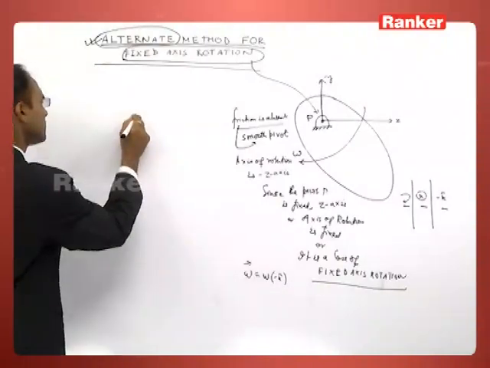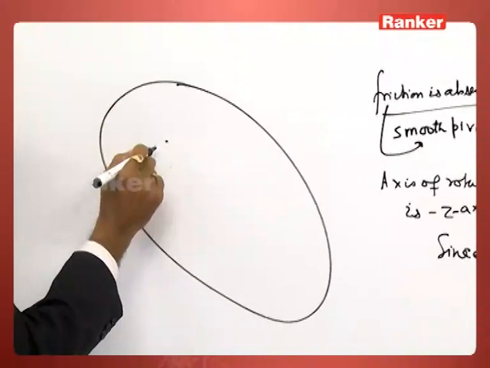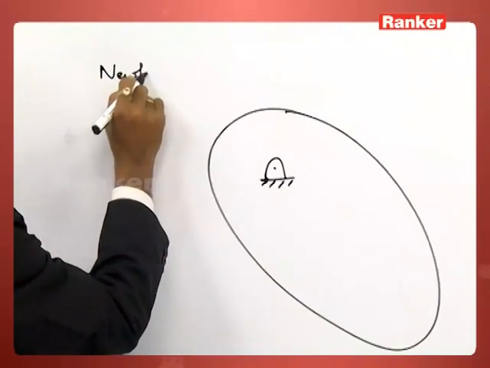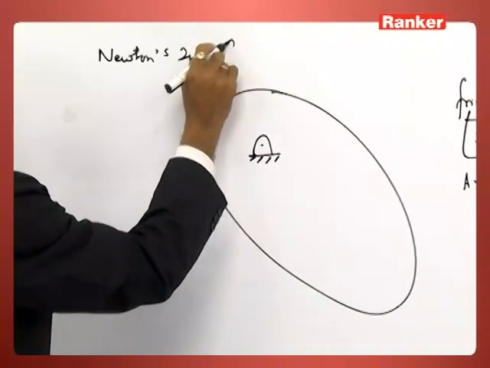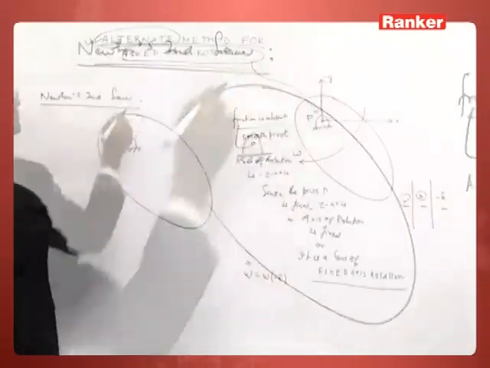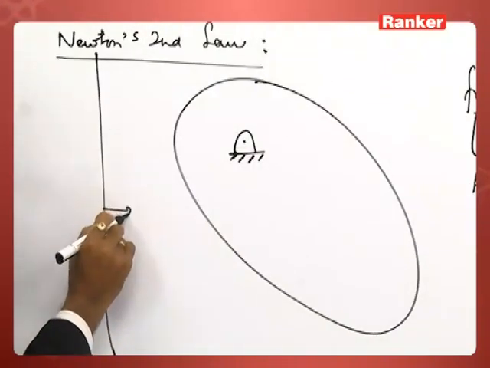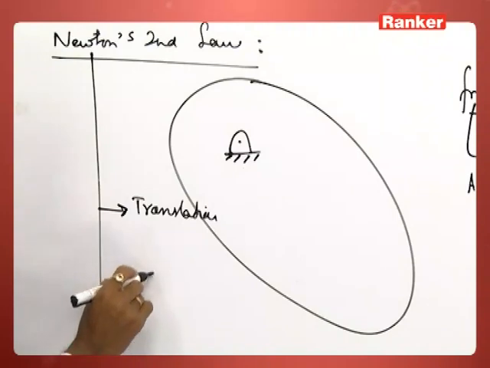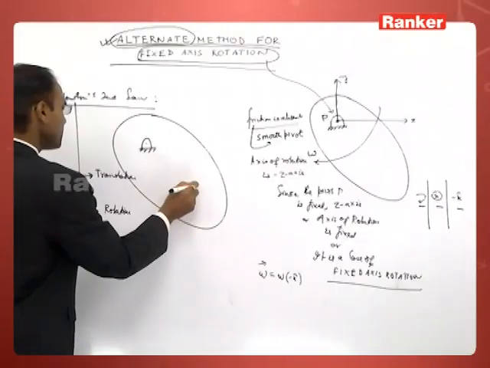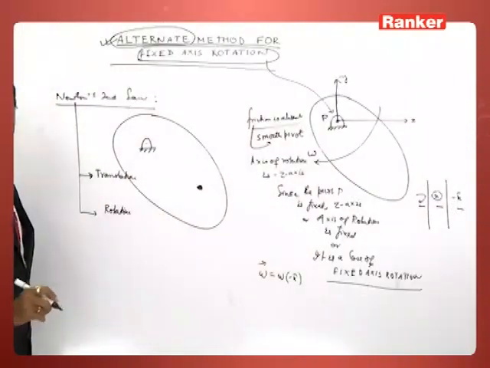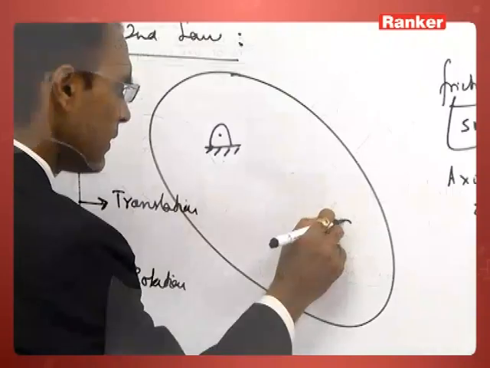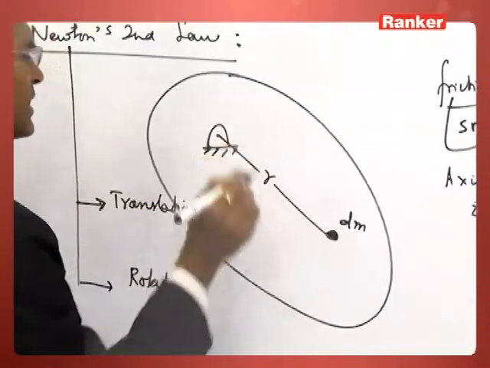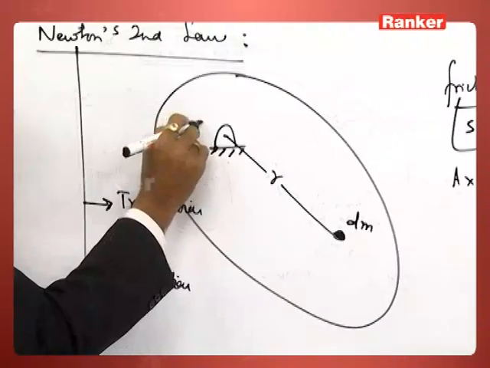In this method, first of all, we have to develop Newton's second law. And we have law of translation and law of rotation. Let us first calculate the angular momentum. So, for this, let us take an element of the rigid body at radial distance r with respect to the axis.